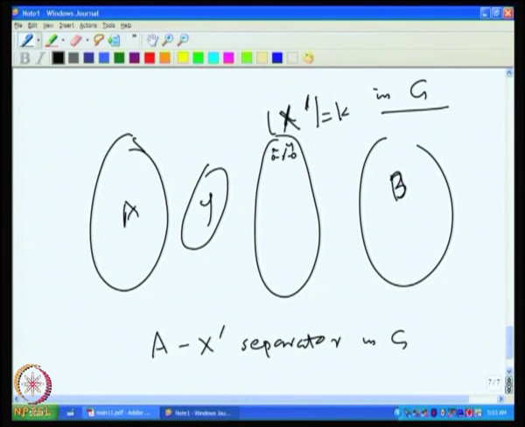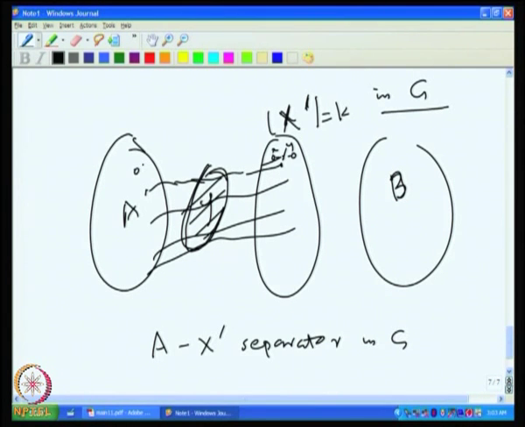But can it be less than k? If it is less than k, then every A x dash path is cut, or passing through this y. That is why y can separate A from x dash. Also, we know that every A to B path in G has to pass through x dash. That path is also passing through y, because y is an A x dash separator.